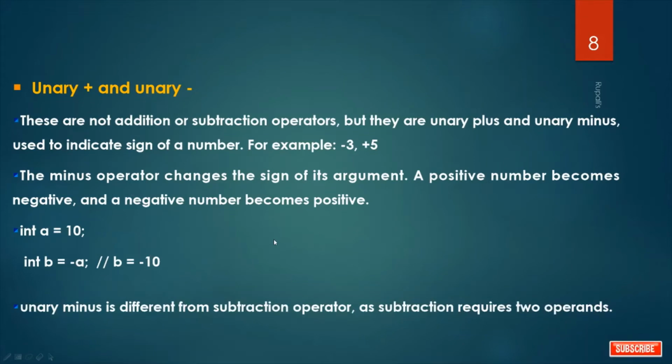Unary minus is different from subtraction operator. So there is some difference between unary minus and subtraction. Unary minus just changes the sign, and subtraction operator requires two operands. So it is a binary operator.